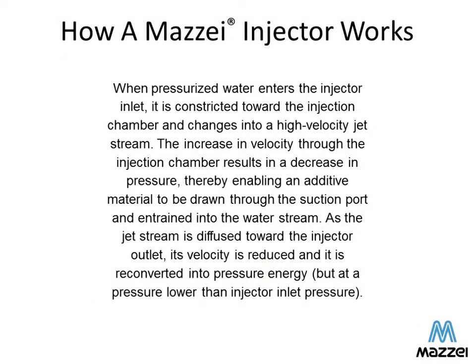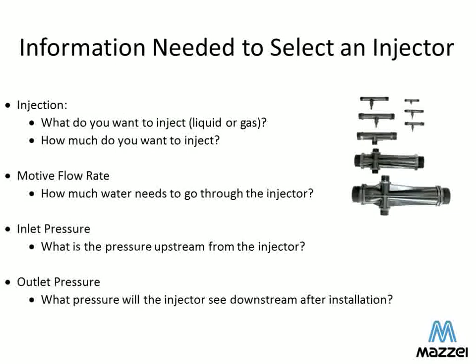So again, this is the text, the verbiage on how the Mazzei injector works. We just went through it on the picture. In order to decide which injector will function in your system, it is important to be able to gather some information. So what you'll notice in the little picture on the right is that there are many sizes of injectors. They come everywhere from 1/2 inch to 4 inch is the typical sizes that are used in the agricultural industry. In order to decide which of these models will fit best in the system, which is really what our focus is today, you need to be able to gather some information.